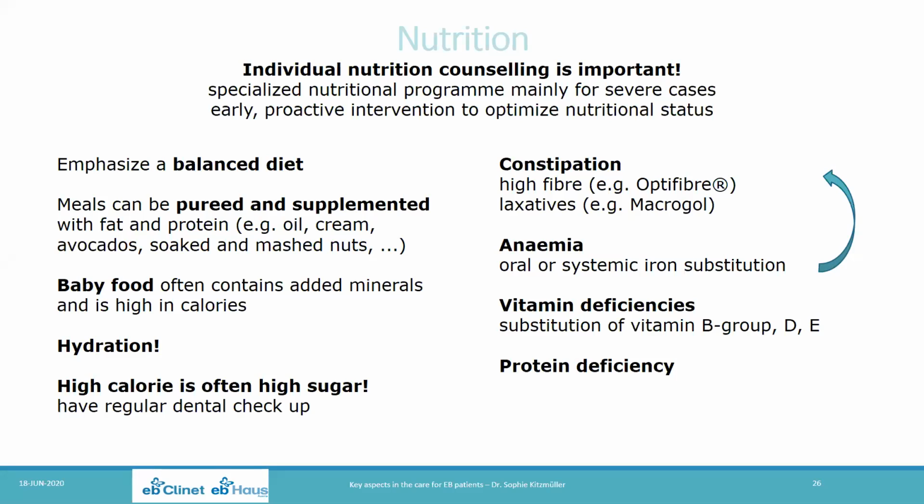Also, what can be supplemented is vitamins, and very important here are vitamins of the B group. What is lacking here is vitamin A, which is also important for the skin. Latest studies have shown that vitamin D is very, very important for wound healing. So you might want to substitute that. And also vitamin E is important for skin stability. And for protein deficiencies, of course, you can substitute your meals with protein powders that are available in, for example, supermarkets or drugstores.